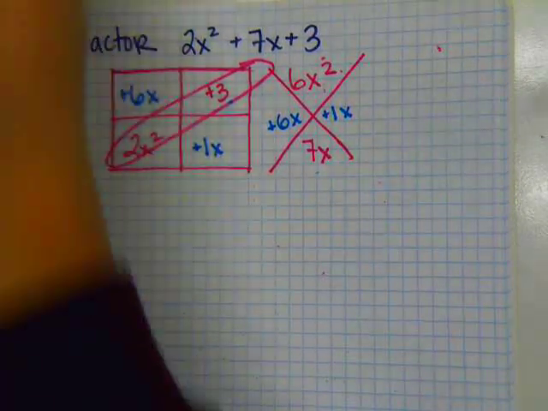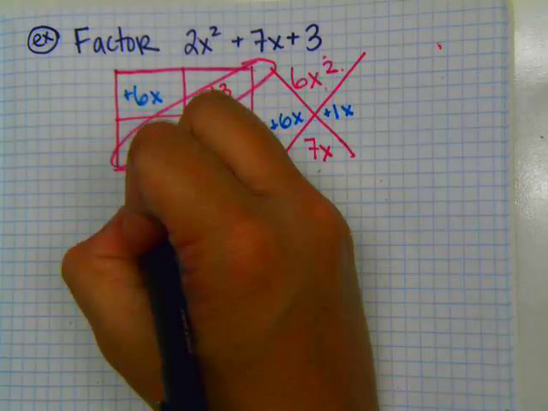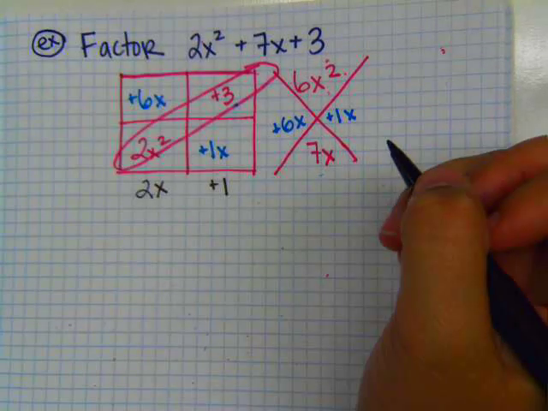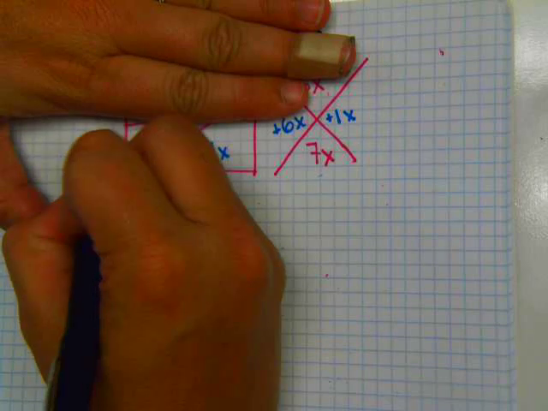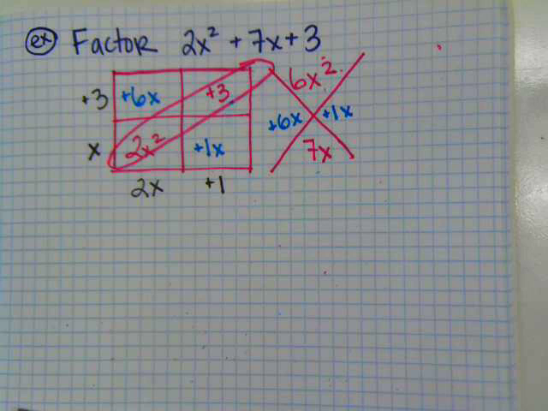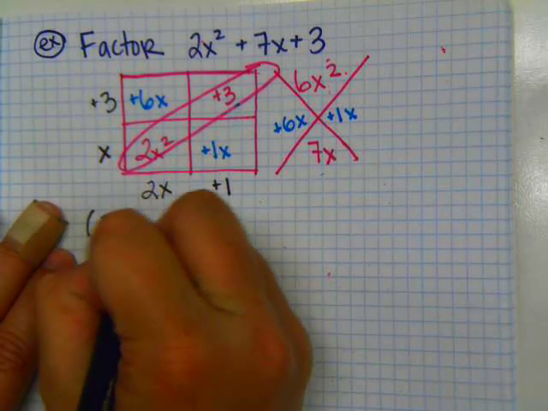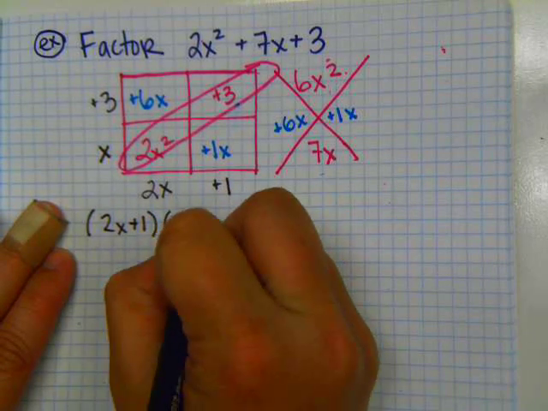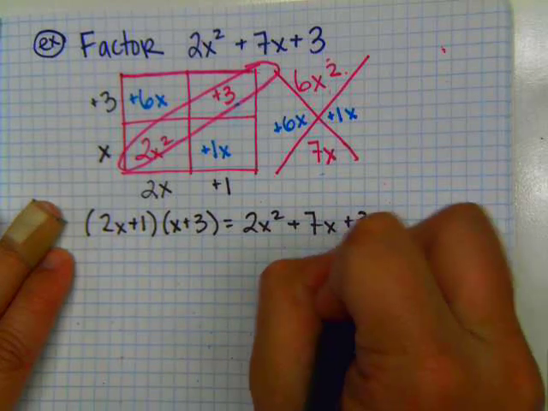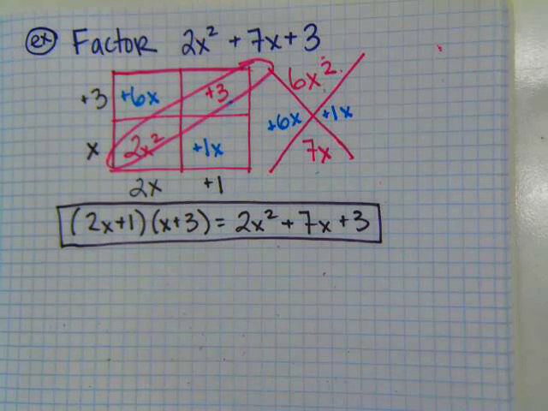And then you need to find the GCF. So what goes around? 2x squared and 6x, those have a 2x in common. 1x and 3, those have a 1 in common. 2x squared and 1x have an x, and then 6x and 3 have a 3. So now our answer is 2x plus 1 times x plus 3 equals 2x squared plus 7x plus 3. Okay? And that's how you factor.